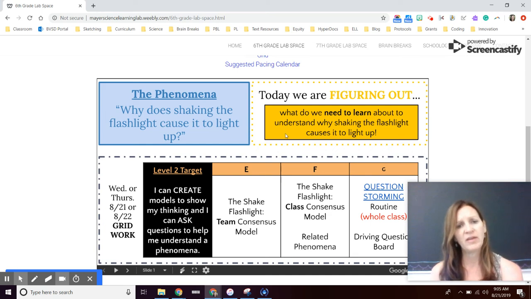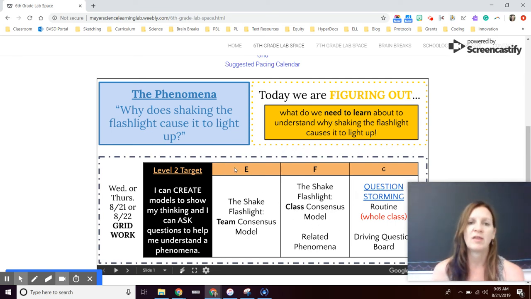And finally, this is actually a piece of the grid, which again is linked up top here. And these are the activities based on the pacing calendar that we should be working on in class today, so the kids will know exactly what is going on.